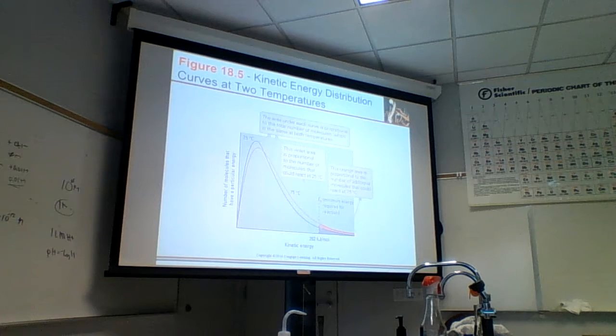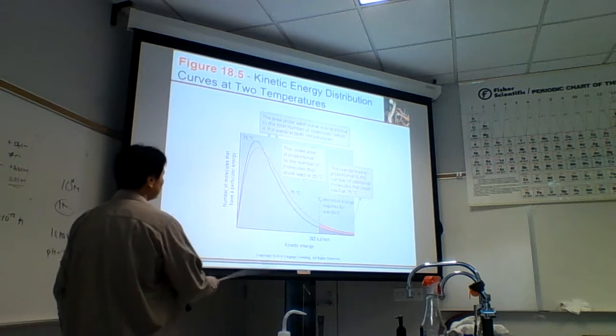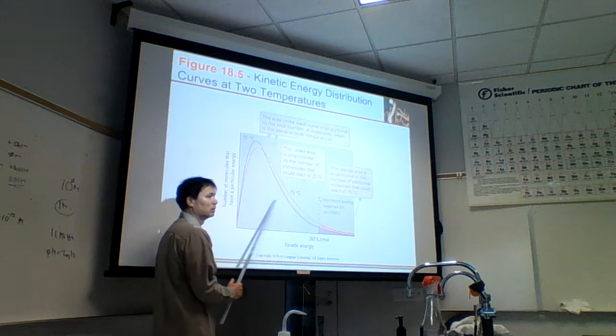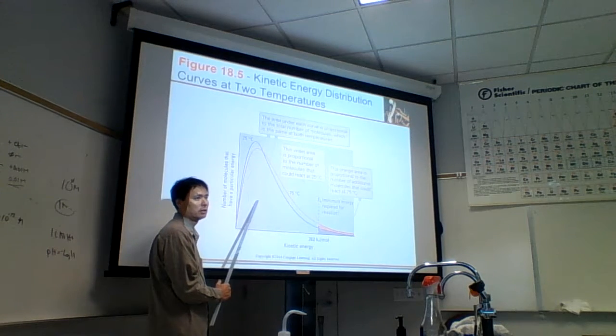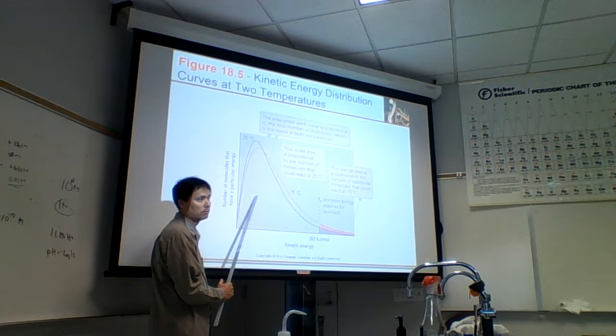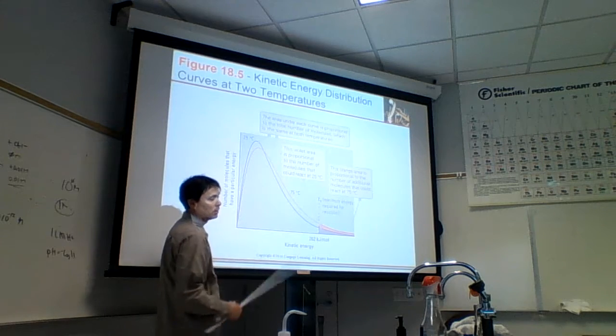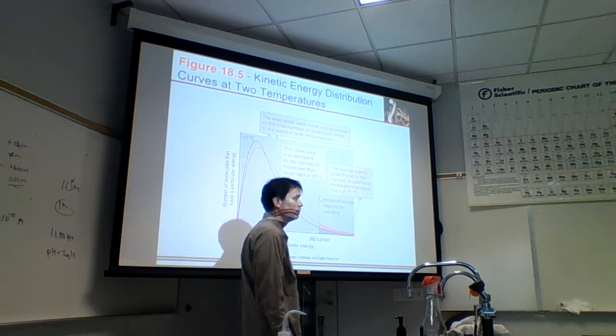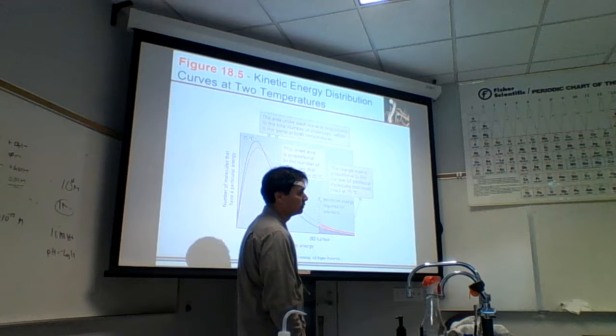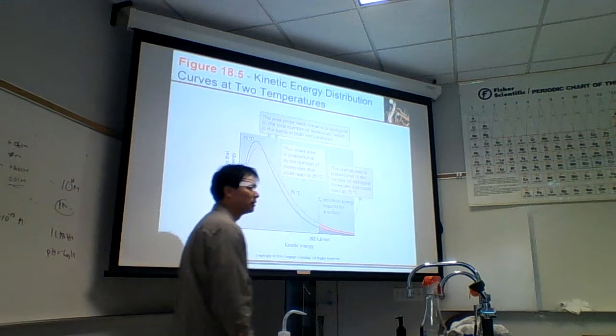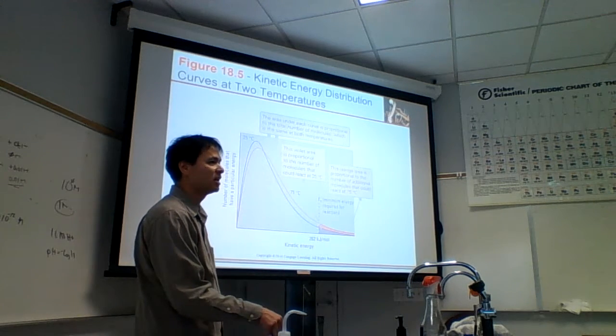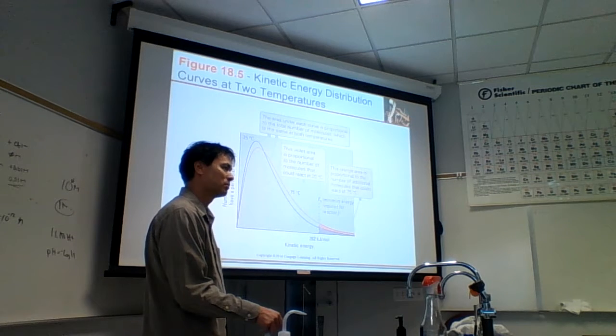So, things that affect the rate of the reaction. One is temperature. Do you recognize this curve? It looks like a black body curve, but it's not a black body curve. It's the kinetic energy distribution or speed distribution.